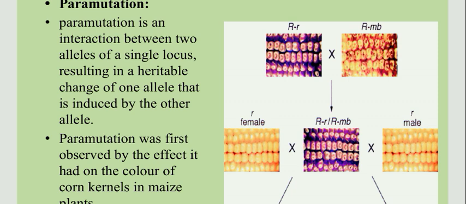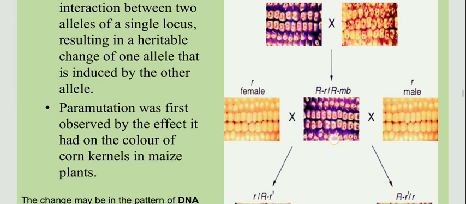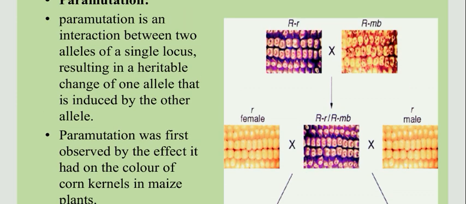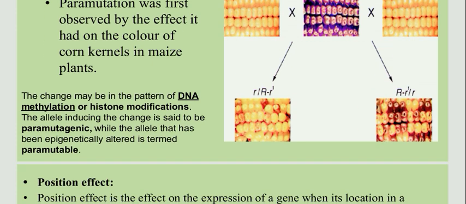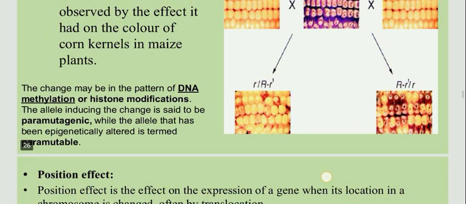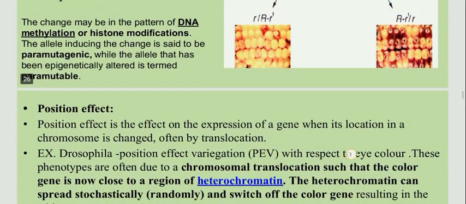Paramutation. Paramutation is an interaction between two alleles of a single locus resulting in a heritable change of one allele that is induced by the other allele. Paramutation was first observed in the color of corn kernels in maize plants. The change may be in the pattern of RNA methylation or histone modification. The allele producing a change is said to be paramutagenic, while the allele that has been epigenetically altered is termed paramutable.